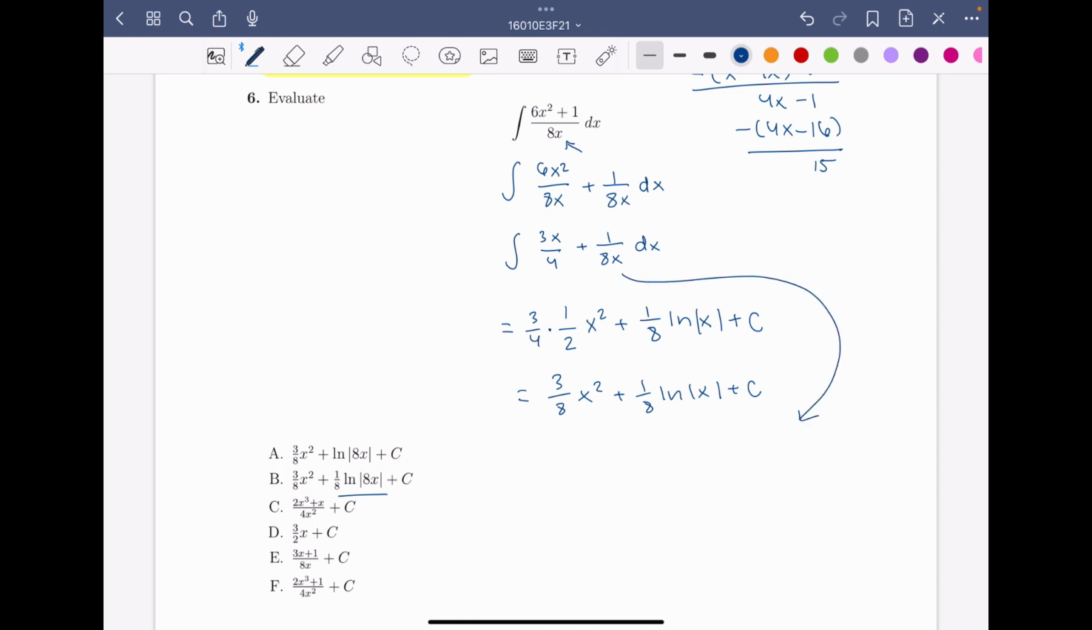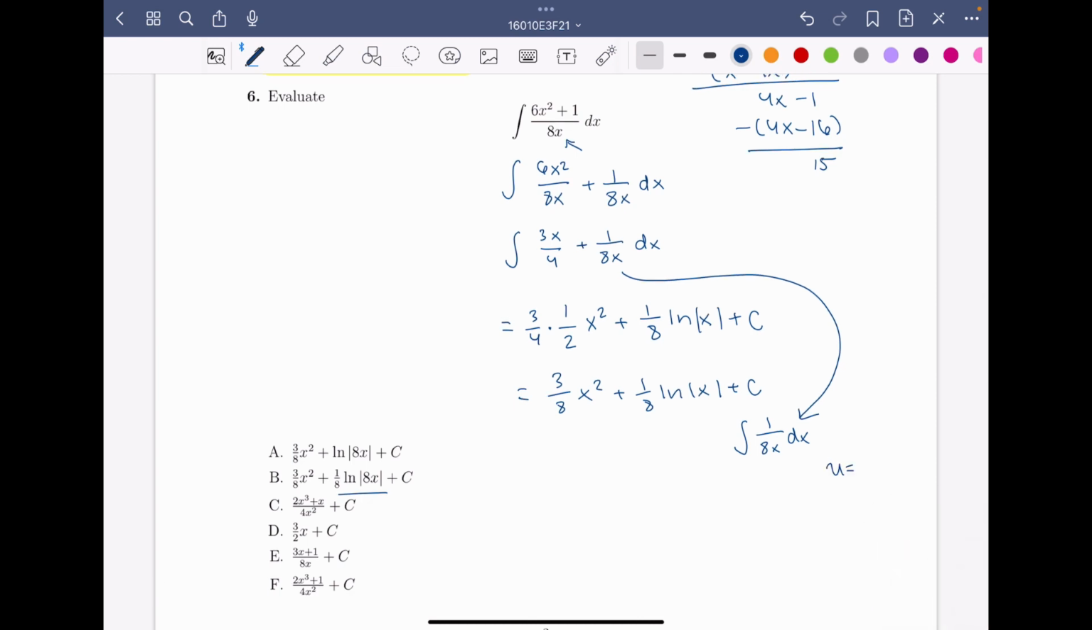So if we integrate this other term again, 1 over 8x dx. Usually I would just take out the common number, so it's a little weird that this question has that term like that. But if we integrate this part, we can have a u sub of 8x, so du equals 8 dx, and then dx equals du over 8. If we replace this dx, we would get 1 over 8 integral of 1 over u du.